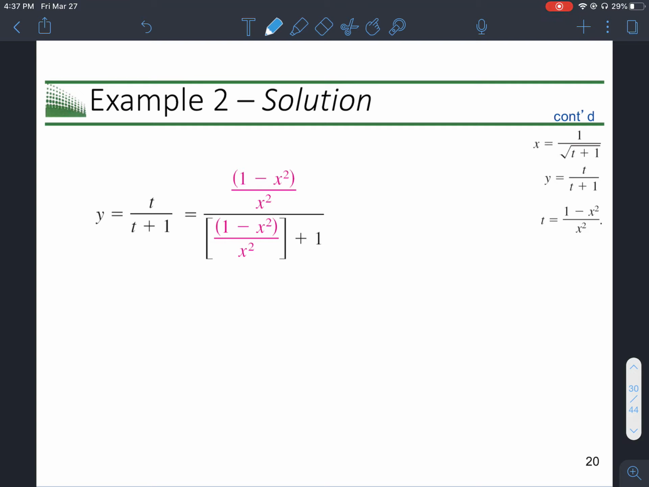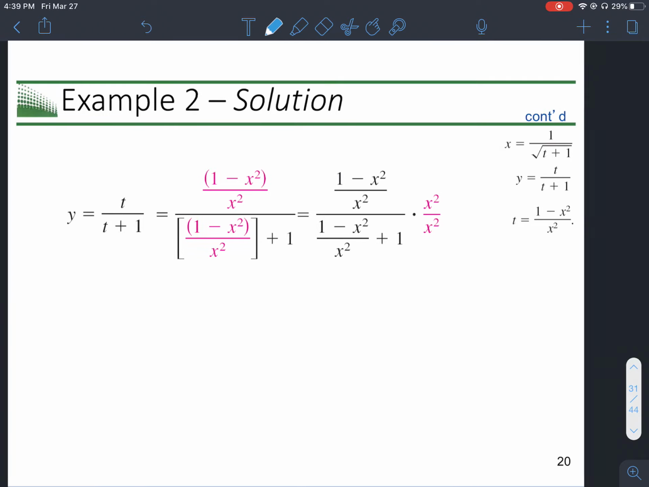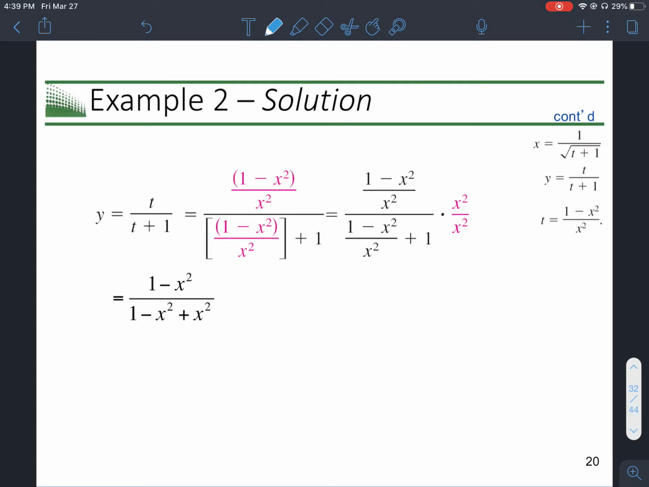It's not a very pretty equation, but we can simplify. I think the best way to simplify this is to get rid of some of our fractions. Let's take our equations and multiply both the numerator and the denominator by x squared. Let's cancel some fractions. That's going to simplify the numerator, making it just 1 minus x squared. And then it's going to make the denominator 1 minus x squared plus x squared, because this right here needs to multiply by that fraction and by 1.